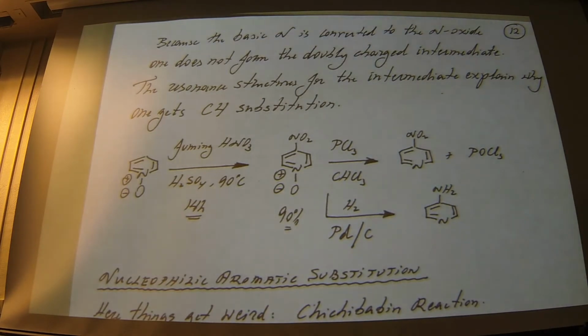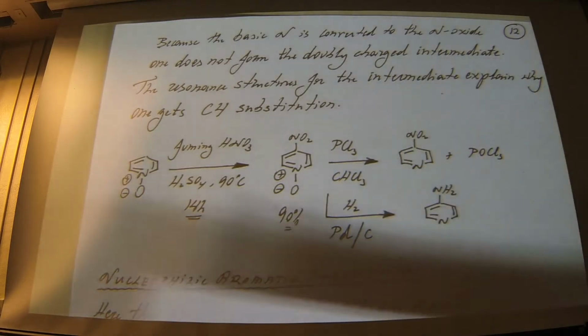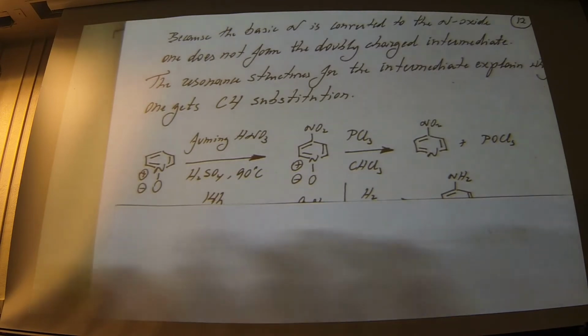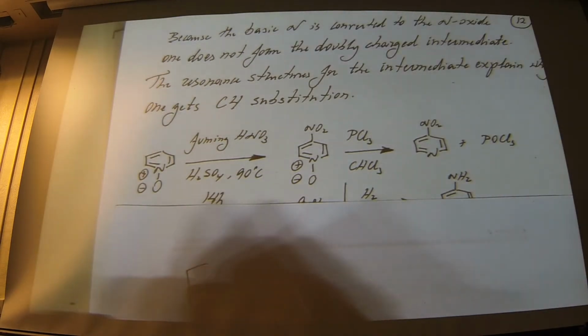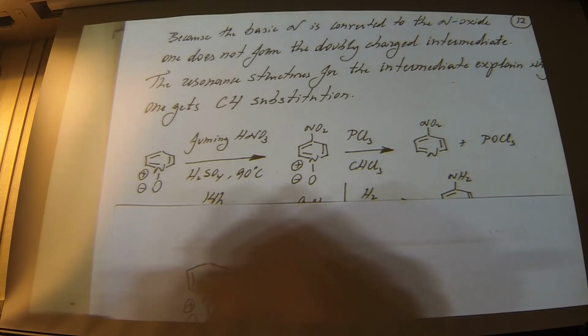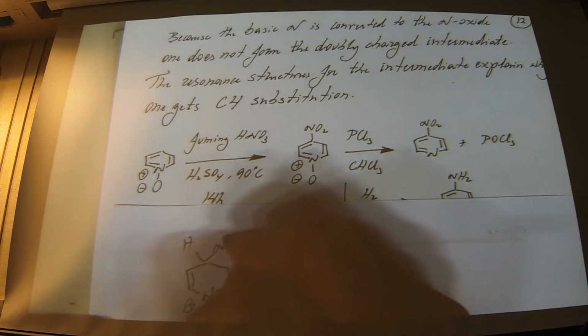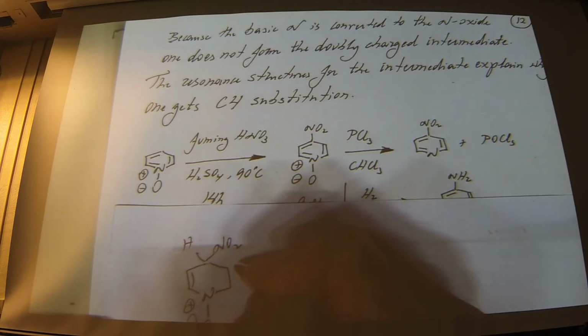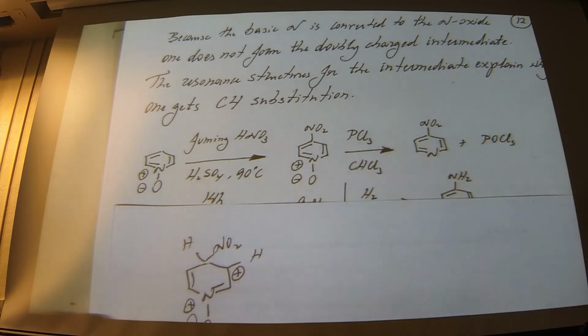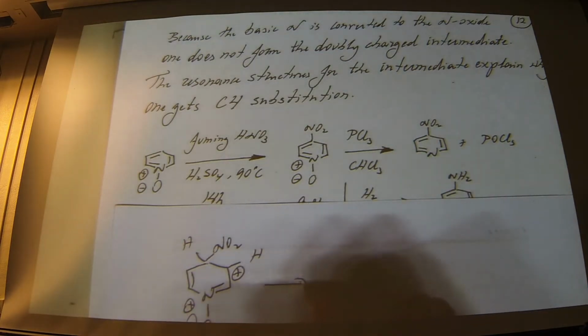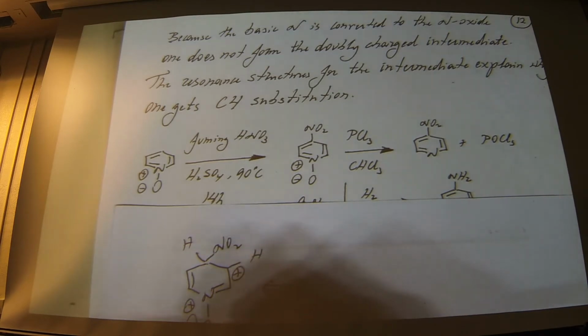Now, the reason that you get C4 substitution here, and not C3, is not that hard to see. If I show the resonance structures for nitration, I'll have this, right? And so one of the important resonance structures that I'm going to get for this is this one.